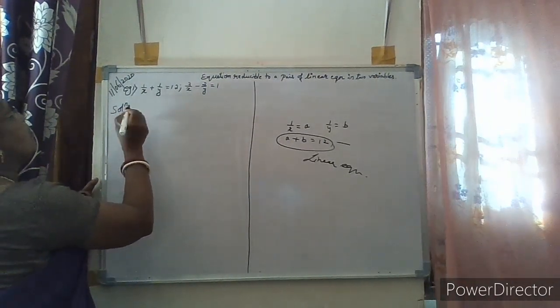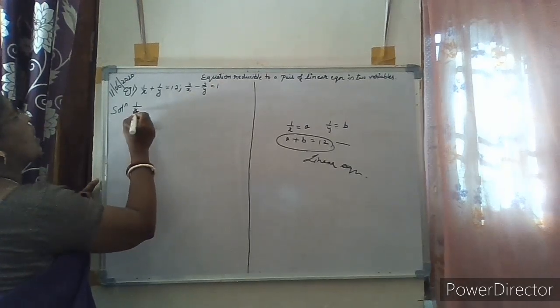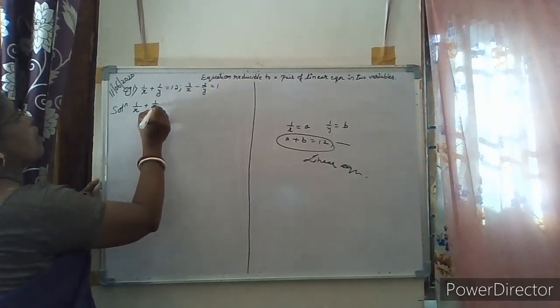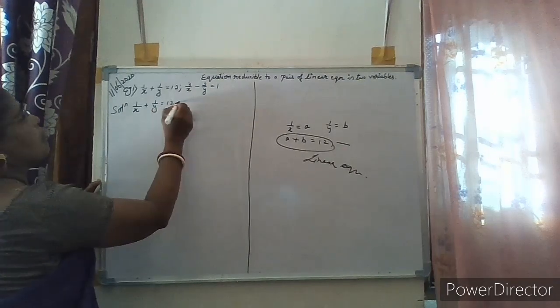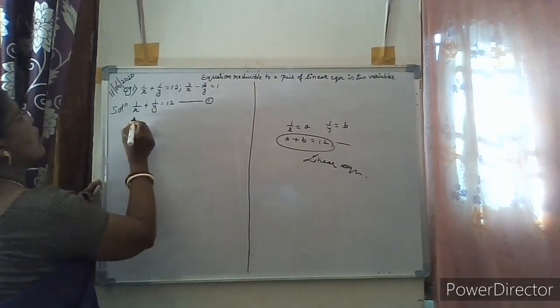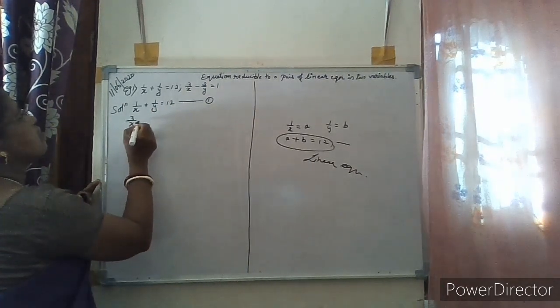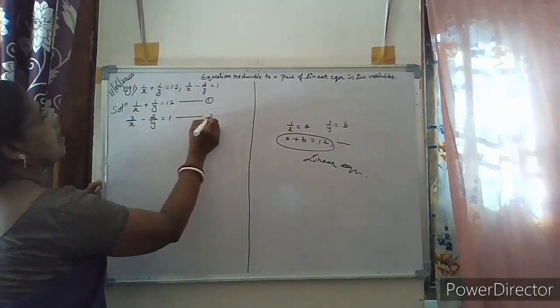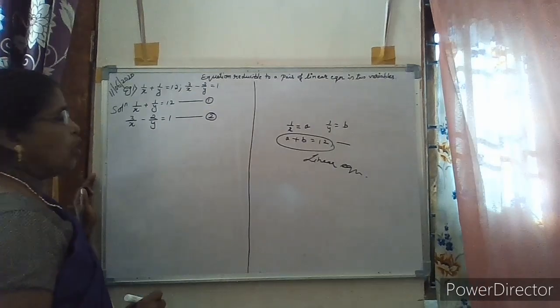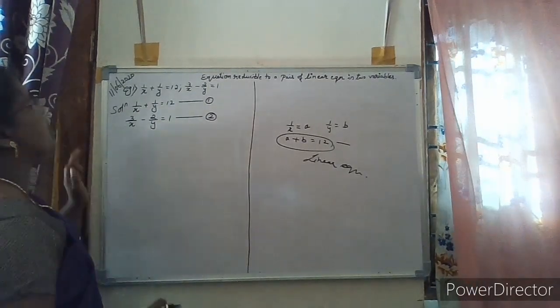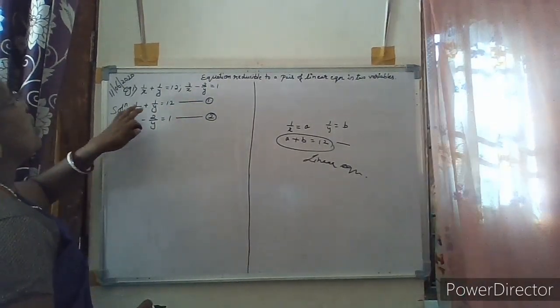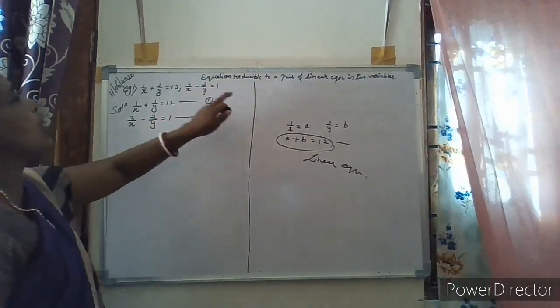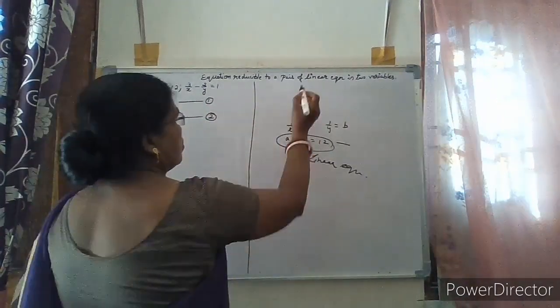So we'll start with the solution. 1 by x plus 1 by y is equal to 12, we'll take this as equation 1. Then 3 by x minus 2 by y is equal to 1, this is equation 2. So we have to reduce both the equations to linear equations.